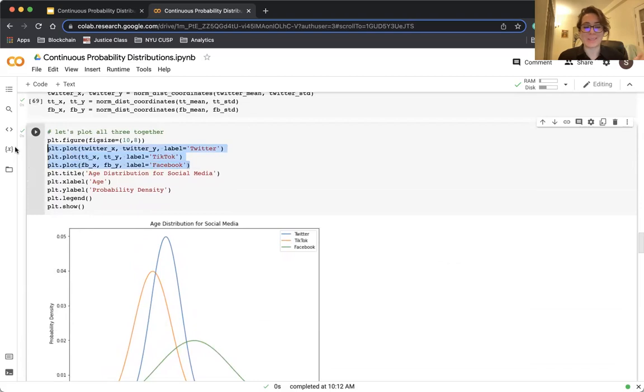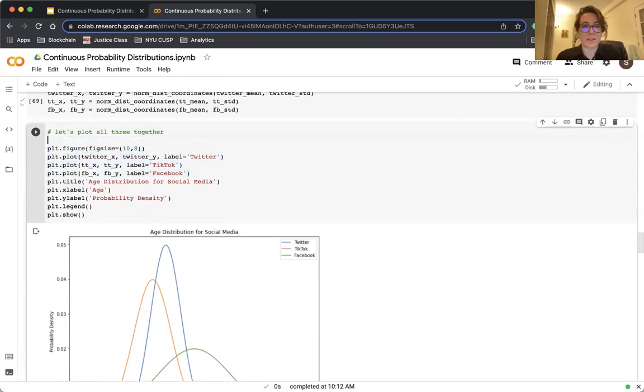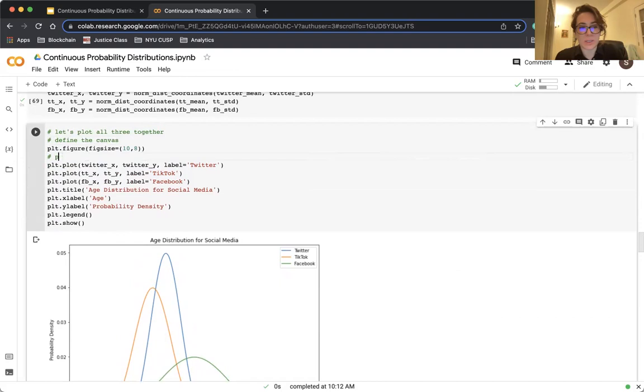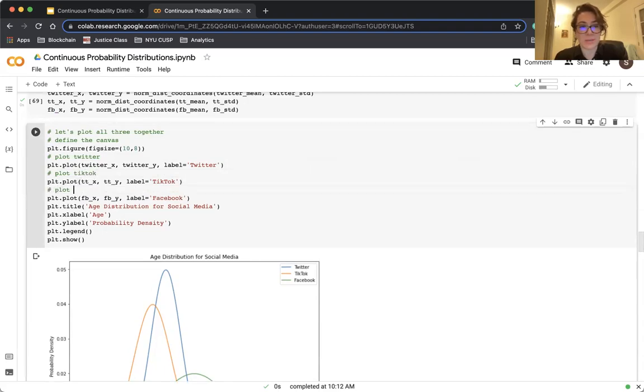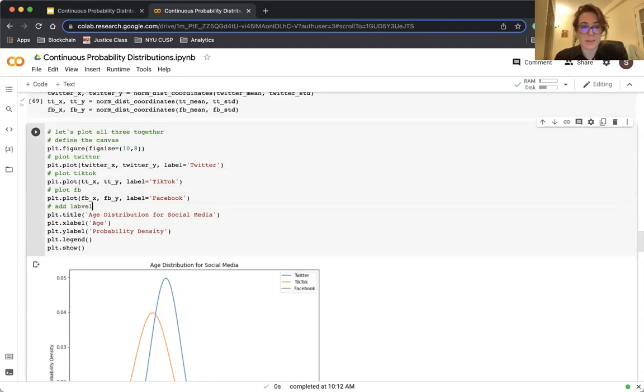Before I talk about that, let's just say what this code is doing. Remember, this defines our canvas size. And now for each distribution, we can just plot each one on the same curve. So we plot Twitter. Each time I call that plot, it's plotting the different distributions we just created. Plot Facebook. And then this just adds labels.